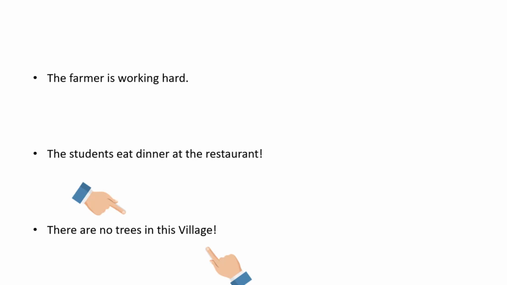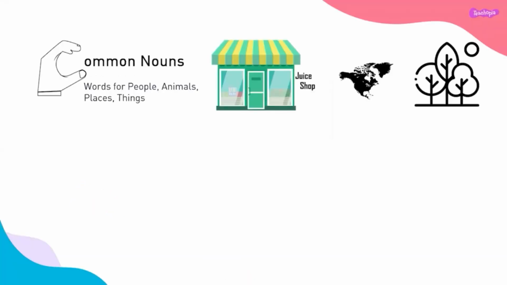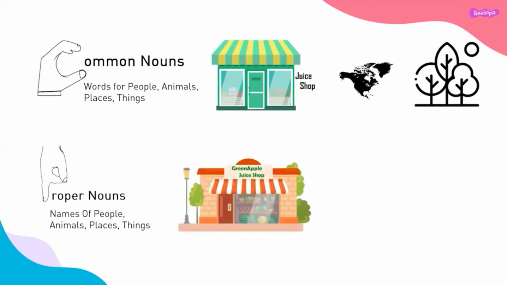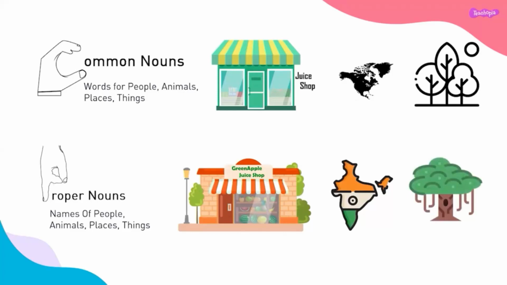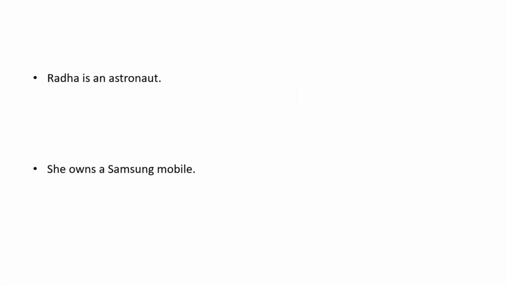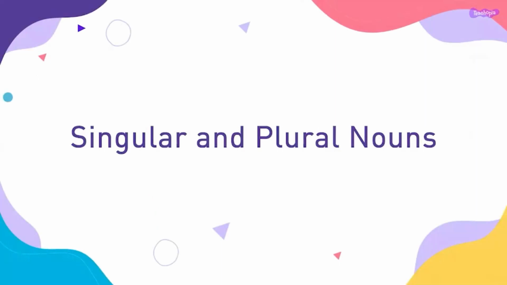In the same way, proper nouns are words that are used to signify a specific place, a specific person, or a specific object. We should remember that the first letter of a proper noun is always capitalized. Like, Radha is an astronaut. The proper noun in this sentence is Radha. She owns a Samsung mobile. And I think the proper noun here in this sentence is Samsung mobile. Let's look at what happens when we have two or more nouns.